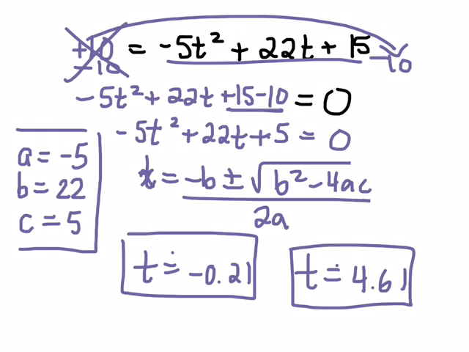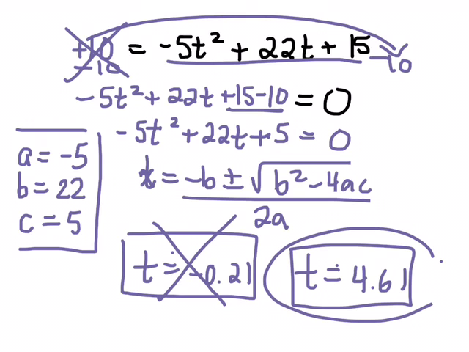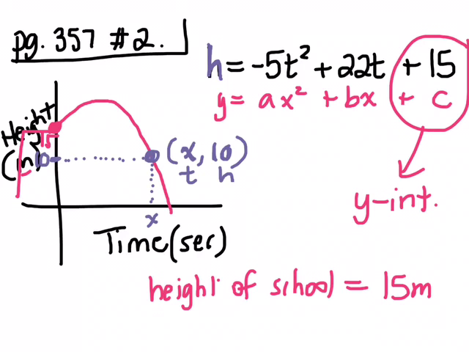One says that t is negative. Is it possible for time to be negative? No. So what is our answer here? The question was asking how long does it take for the rocket to reach a height of 10 meters? So what's the answer? 4.61 seconds.